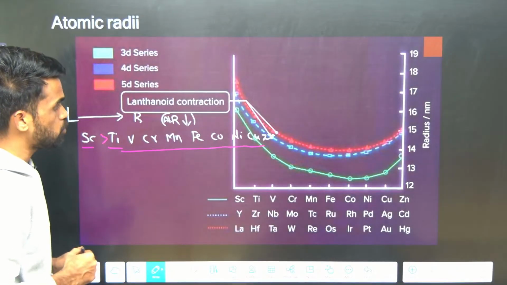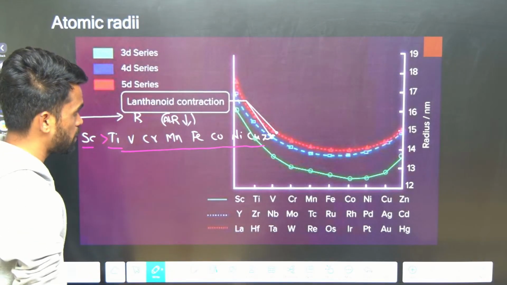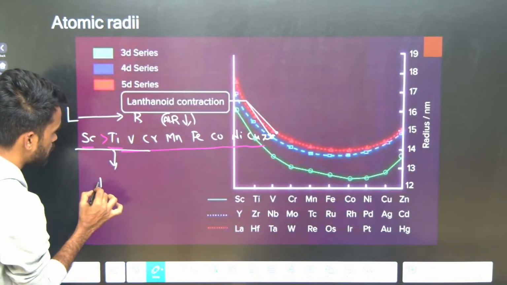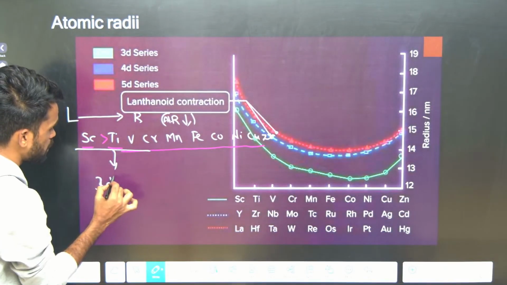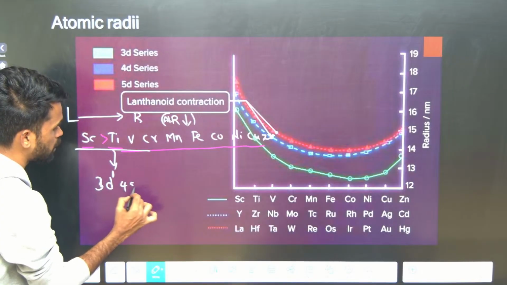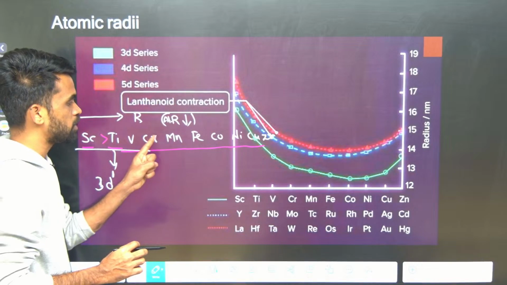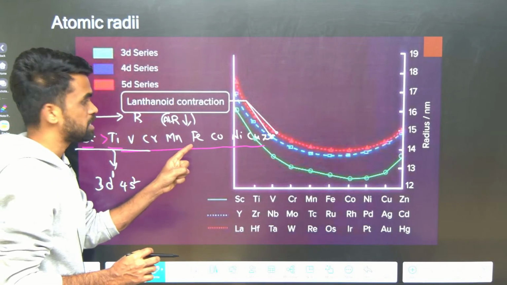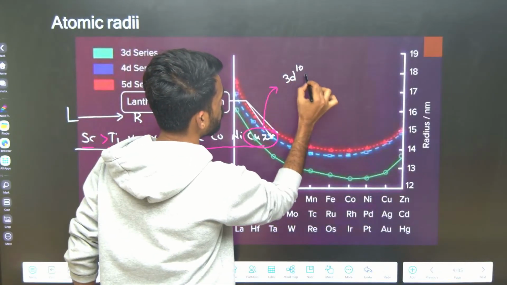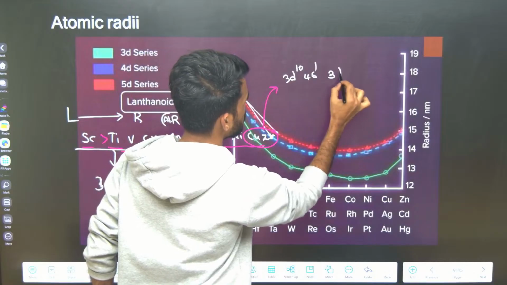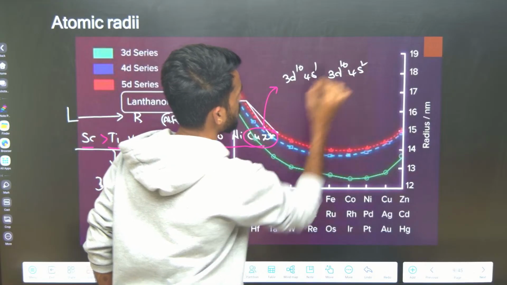Okay, and one more factor you need to remember. What is the electronic configuration here? You will have 3d1, 4s2 for scandium. Like this it becomes 3d2, 3d3, 3d5, 3d5 again, 3d6, like that. And finally, if we come over here, copper and zinc: copper has 3d10, 4s1, and zinc has 3d10, 4s2.